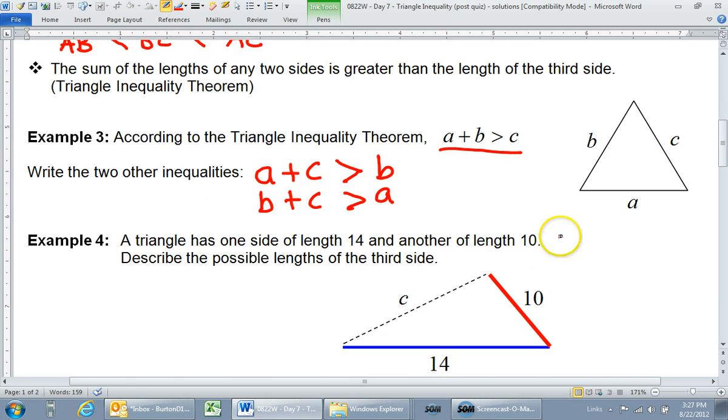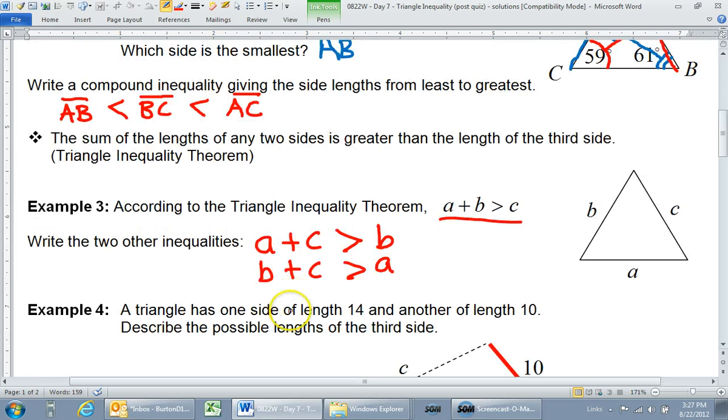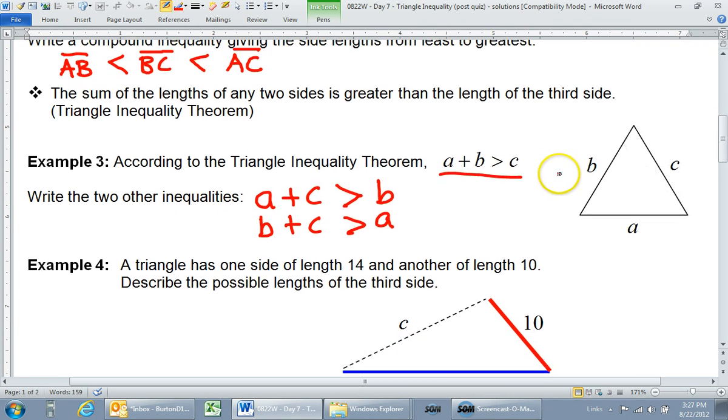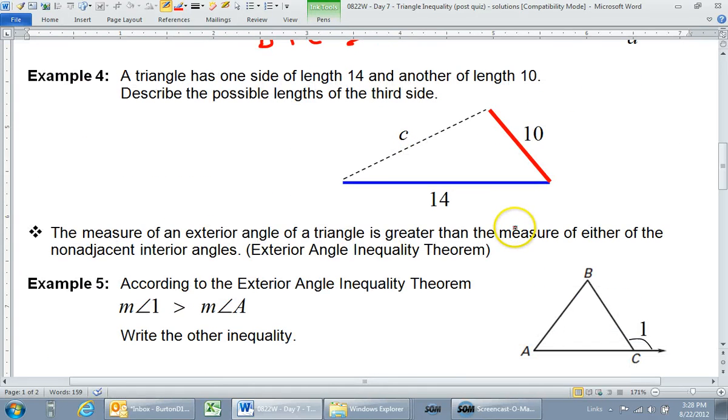Does that have to be true? It is true according to the theorem above it. Okay? This theorem is what we're using. The sum of the length of any two sides is greater than the length of the third side. If you took a ruler and measured this, you would find all 3 of those statements to be true. Do you believe me? Okay. We can get the rulers now.